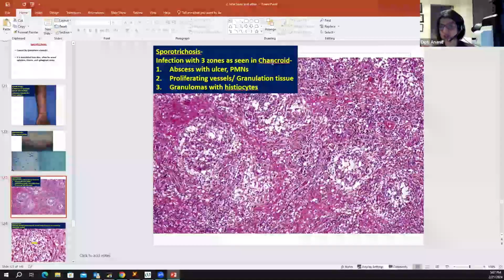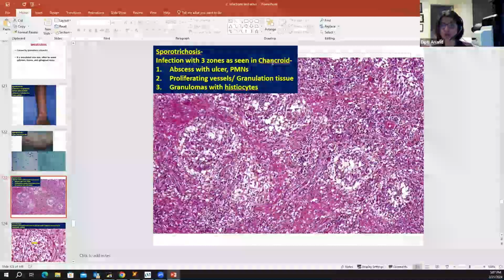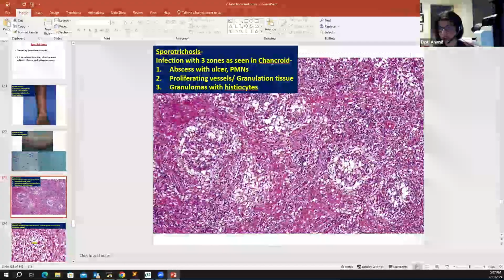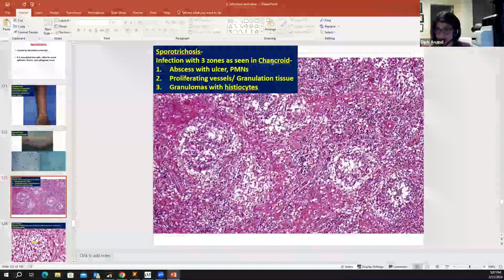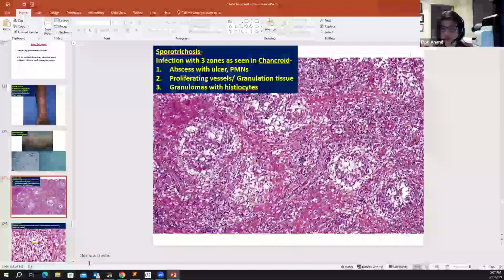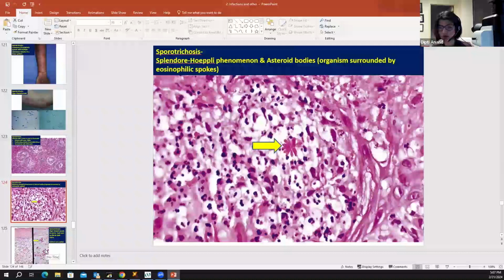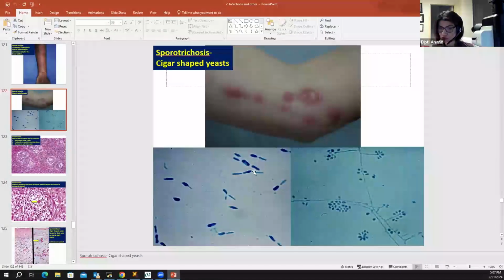Now, sporotrichosis is very easy to culture, however, very difficult to see. I have never ever seen it. I've suspected it, but never seen it. There are certain buzzwords you think about when you want to detect sporotrichosis: asteroid bodies. So you see this kind of an asteroid body phenomenon, which is like a Splendore-Hoeppli phenomenon when there is sporotrichosis infection. It's very easy to culture and produces this cigar-shaped yeast.